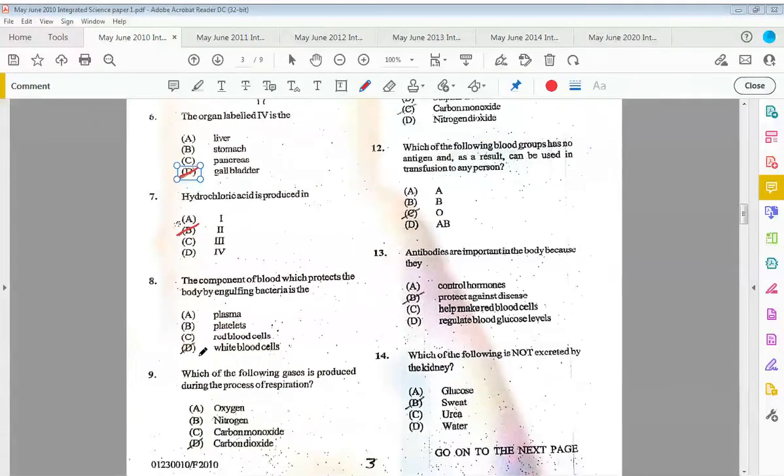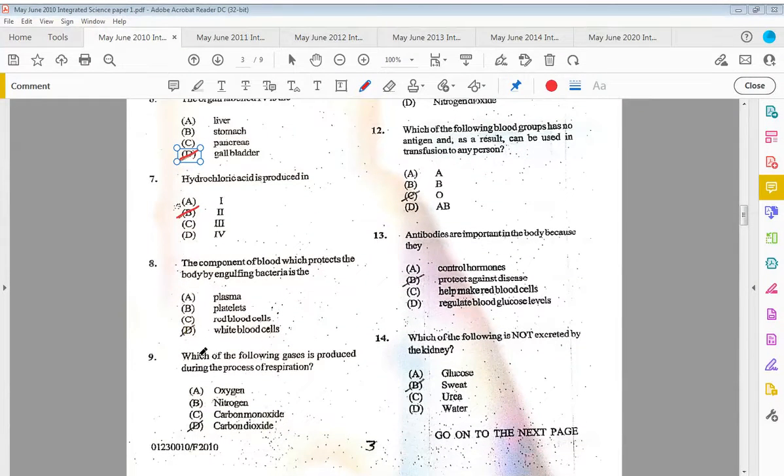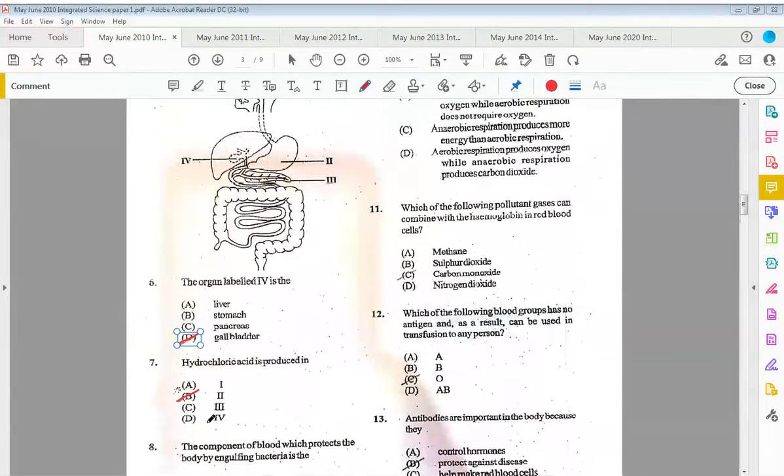8, the component of blood which protects the body by engulfing bacteria is the D, the white blood cells. 9. Which of the following gases is produced during the process of respiration? The answer is D, carbon dioxide.